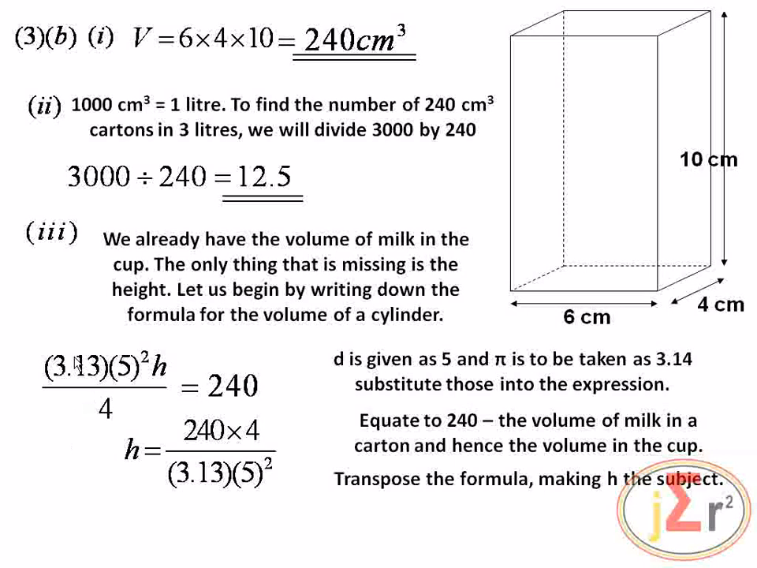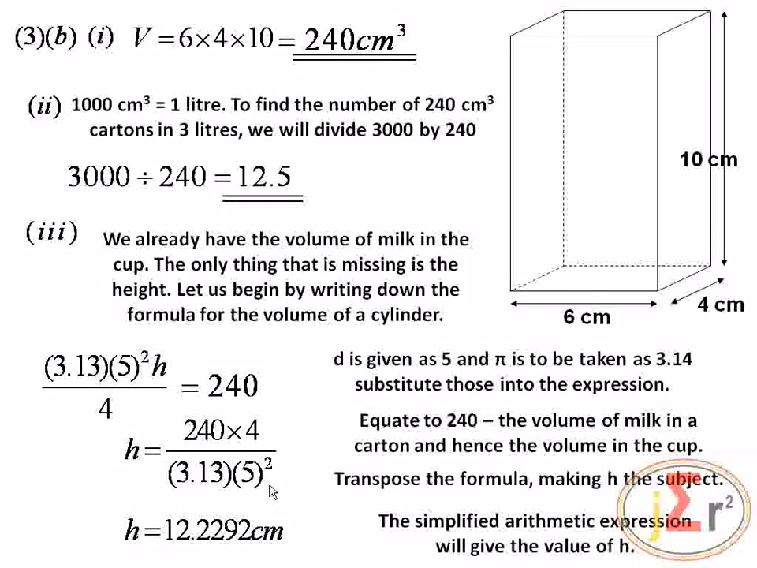In transposing, everything that we divide by on this side will be multiplied on the other side, and everything that we multiply by on this side we will divide on the other side. Simplification will result in the value of h that turns out to be 12.2292 centimeters.